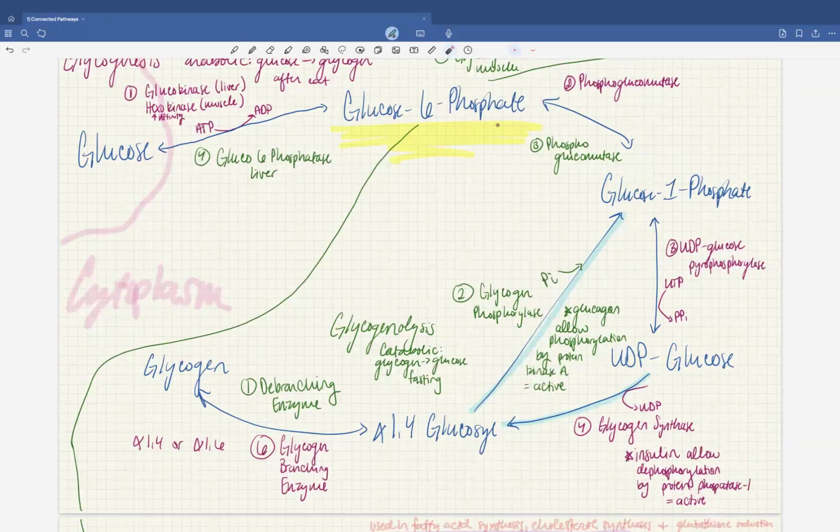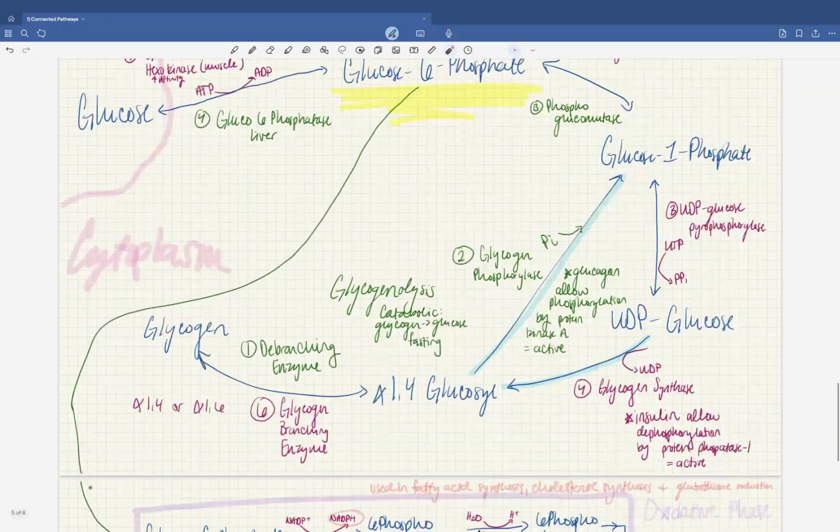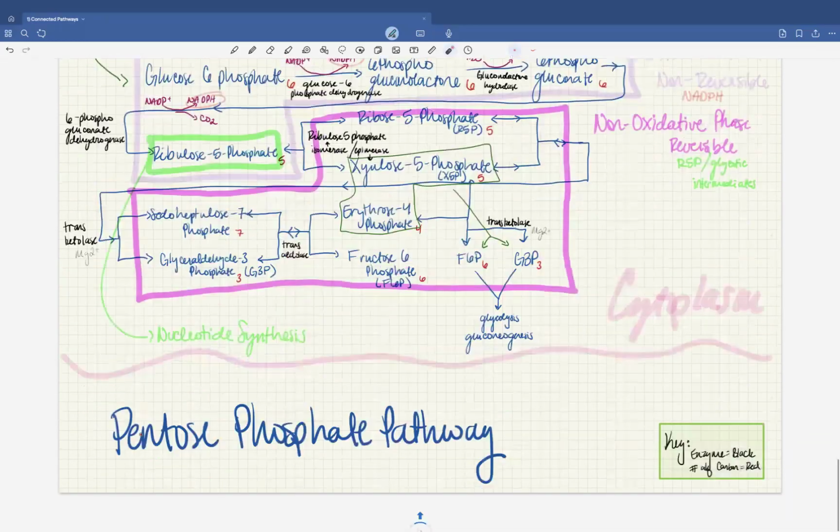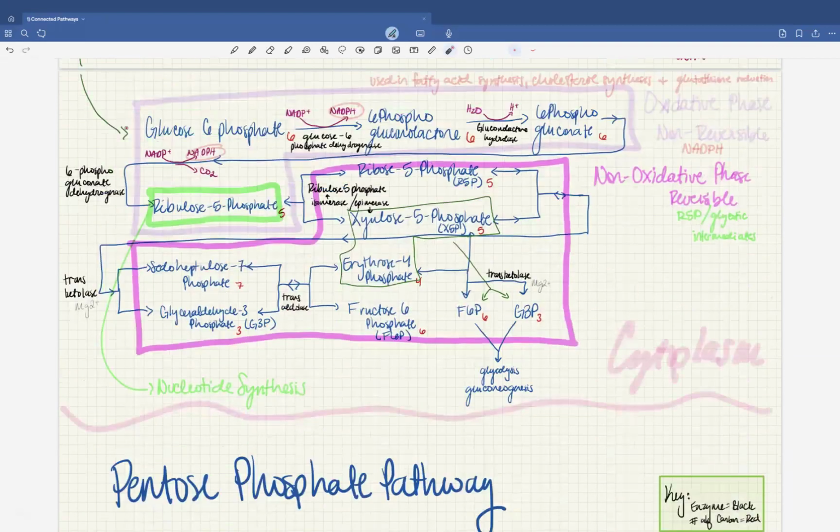Another fate for glucose 6-phosphate is to enter the pentose phosphate pathway. So following that green arrow down here. This first phase of the pentose phosphate pathway is the non-reversible phase. So all of these arrows are only pointing in one direction because these reactions are non-reversible. And the oxidative phase is important for creating NADPH, which is used in fatty acid synthesis, cholesterol synthesis, and glutathione reduction.